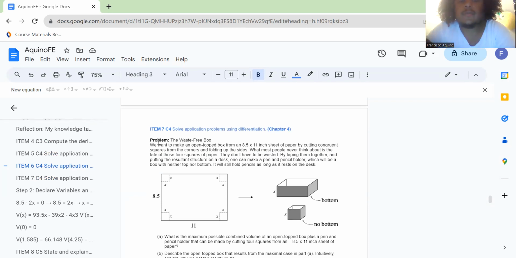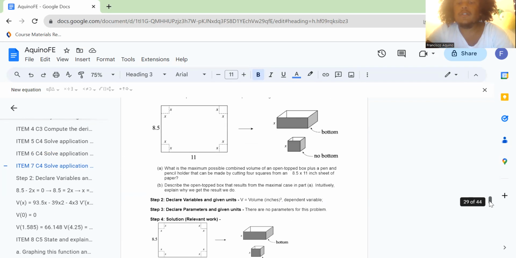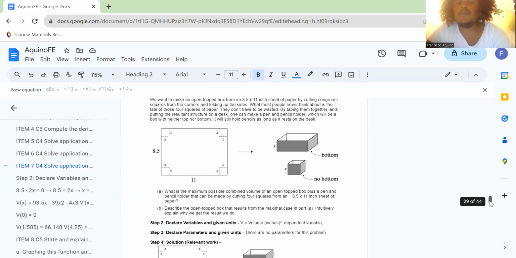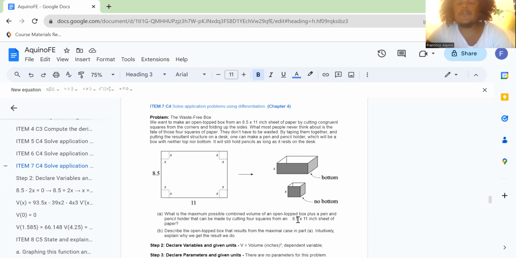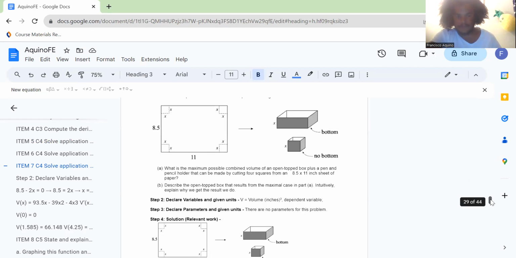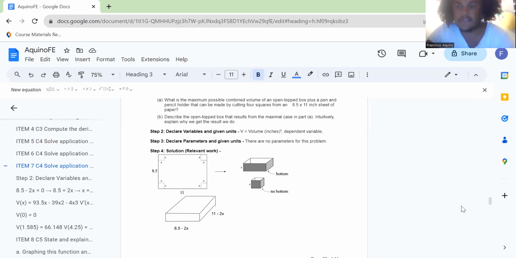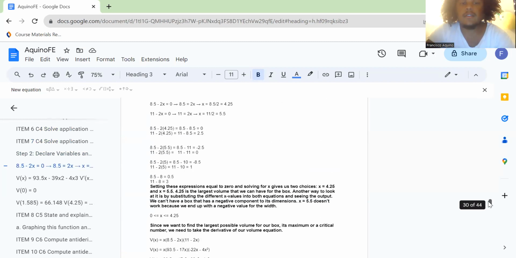So the problem is a waste-free box. You want to make an open-topped box. Here we can see this. Now for A, what is the maximum possible combined volume of an open-topped box plus a pencil holder that can be made by cutting 4 squares from the 8.5 by 11-inch sheet of paper? Describe the open-topped box that gets the results from the maximal case in part A. Intuitively explain why we get the result we do. You want to declare your variables first. And we'll go to my solution. I'll explain it along the way.